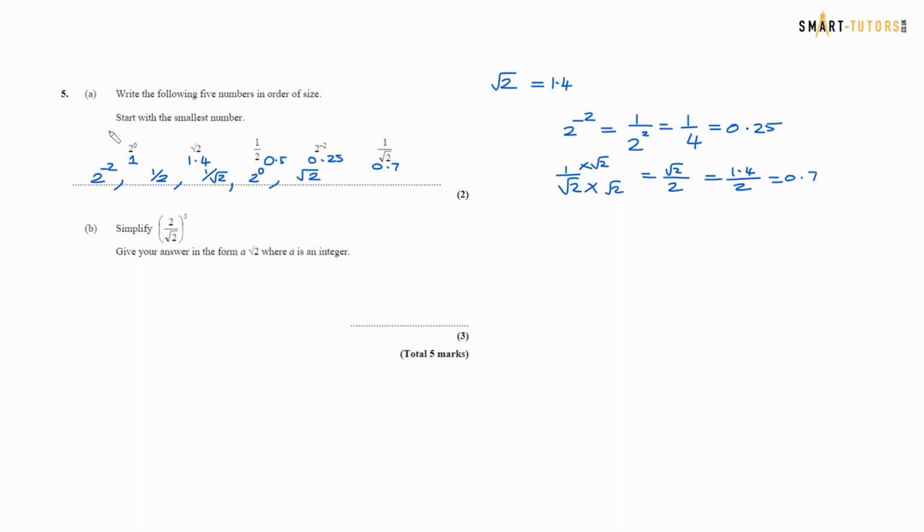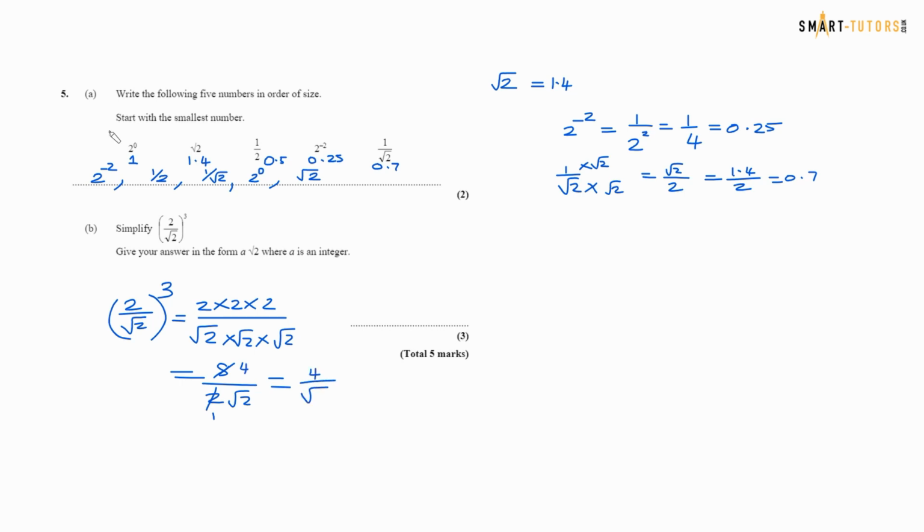Question number 5b. 2 over root 2, to the power cube. Give your answer in the form a root 2. So cube means 2 times 2 times 2. So if I want, I can write and explain this one. 2, 3 times. The same concept for root 2 times root 2. So 2 cubed is 8 over root 2 times root 2 is 2 root 2. So the answer is 2 cancels with 8, which is 4. So 4 over root 2.